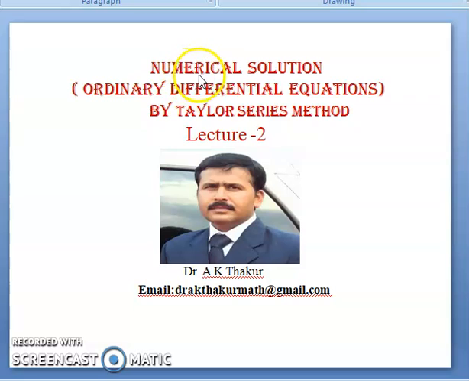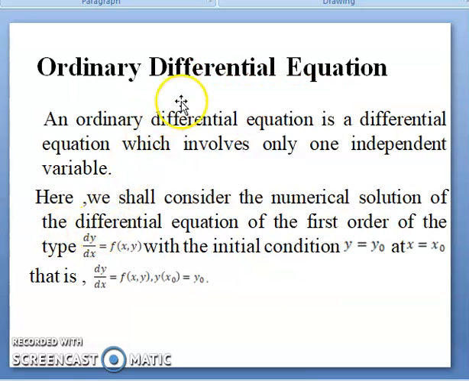In numerical method, today we will discuss the chapter numerical solution of ordinary differential equation by Taylor series method. So this is the lecture 2 of numerical solution of ordinary differential equations. So first we will explain the ordinary differential equation which involves the numerical solution. So what is ordinary differential equation?